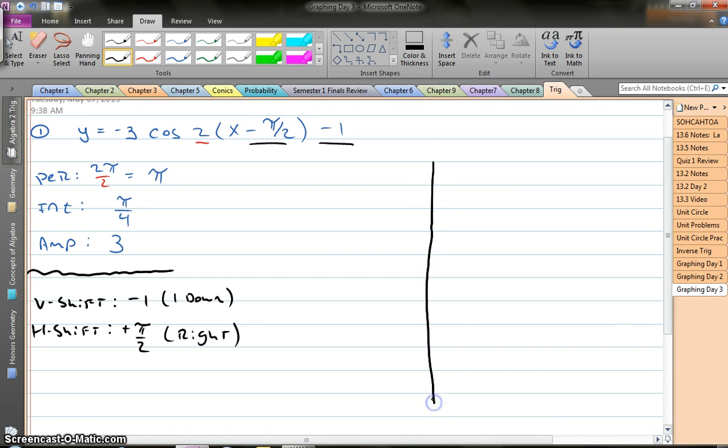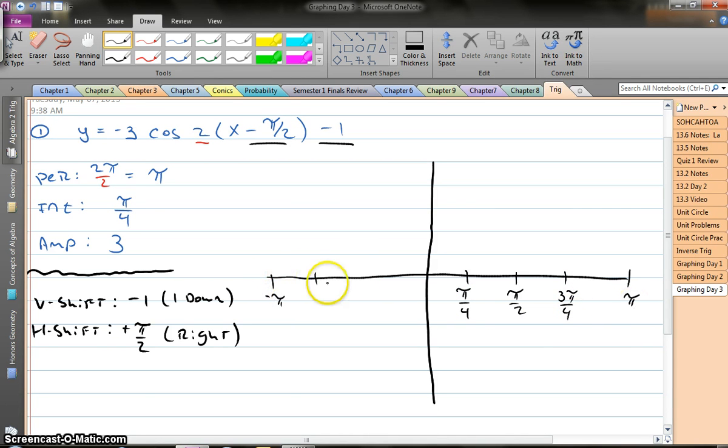So there's my y-axis. There's my x-axis. I have a period of pi and an interval of pi over 4. All right, which means this is 1/2 pi and 3/4 pi. Okay, 1/4, 1/2, 3/4, 1. So that was a pretty nice interval to work with there. And then negative pi over 4, and don't forget about this guy.